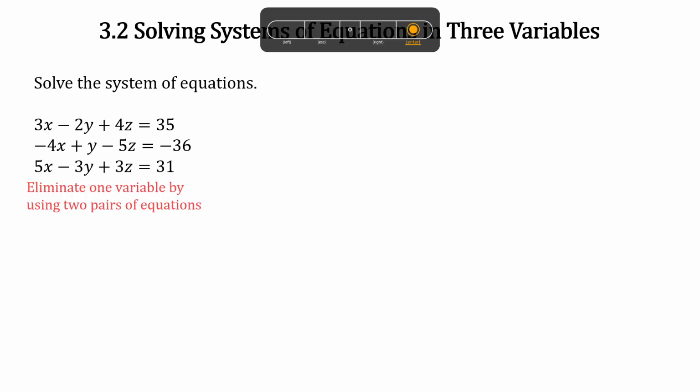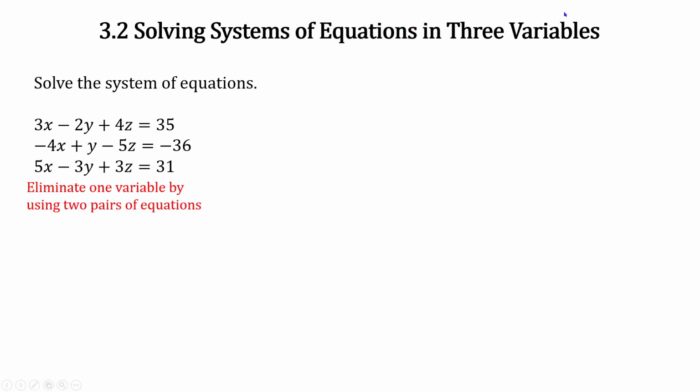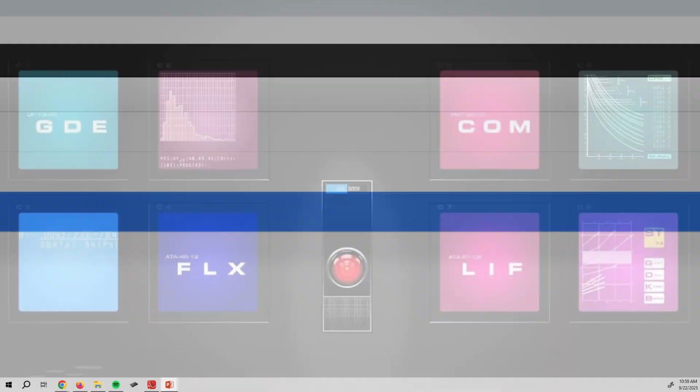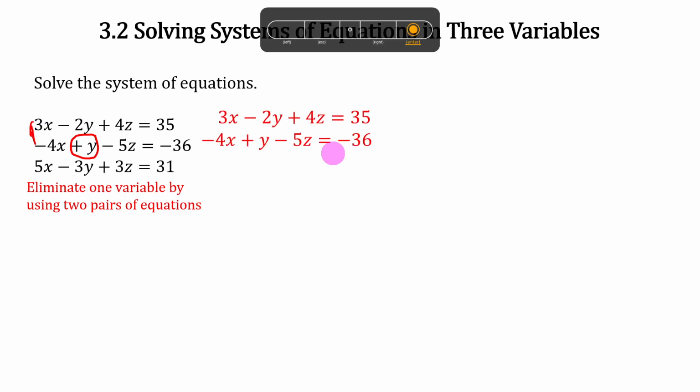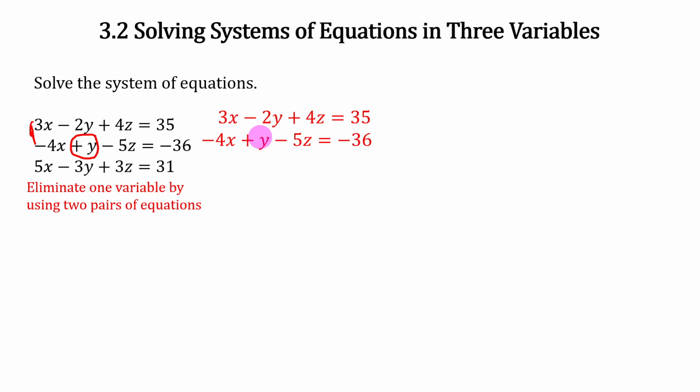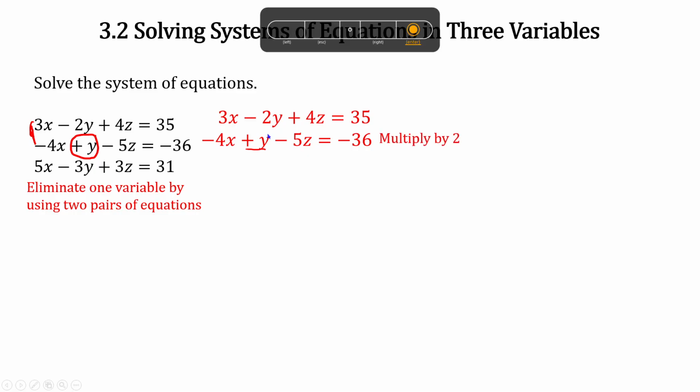What we're going to do is start by eliminating one variable by using two pairs of equations. So we're going to pick a pair of equations, and we're just going to start with that. Oops, sorry about that. So I'm looking at this right here. This seems to be the one that I can use the easiest. So I'm going to start by matching up these two equations. And now I see if I can make this into positive 2y, then my y's will cancel out. So I'm going to multiply the entire bottom equation by 2.